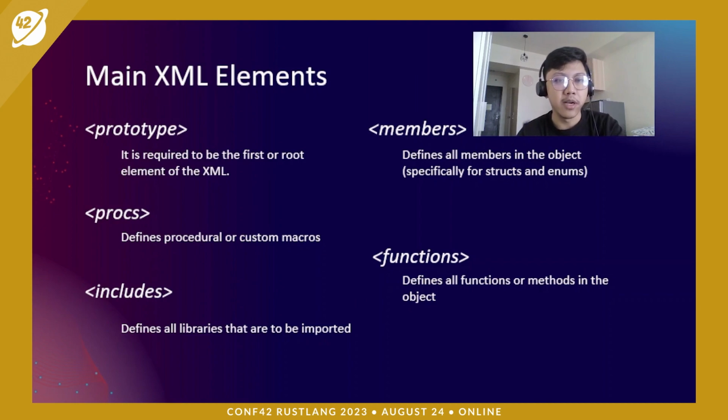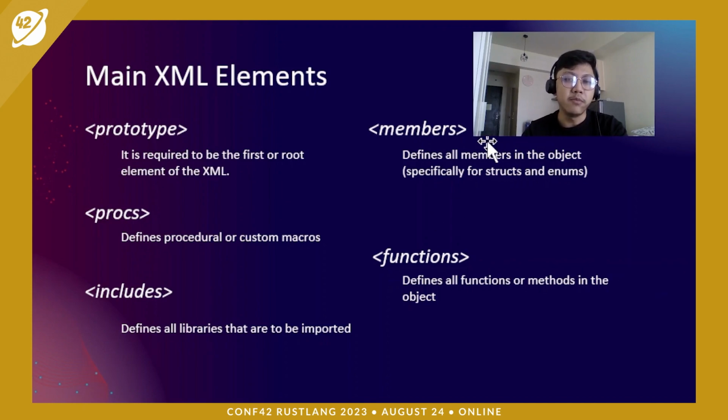Now I am going to describe the major XML elements for our object definitions. We have the root element that needs to be defined as the prototype. This is ultimately required so as to set the object name of our structure. Without this element, the XML data is invalid itself. Next, we have prox. Prox, I shortly name after the procedural macros. It is literally used to define the procedural macros and custom macros.